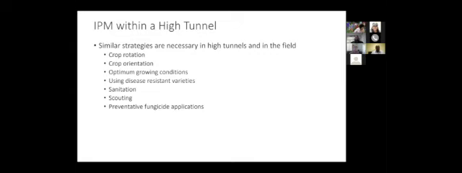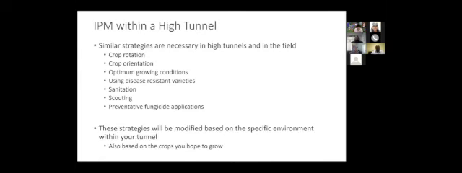So it's crop rotation, crop orientation, or which way you point it, your optimum growing conditions. You want to make sure you're growing a healthy plant, because if you're not, they're going to be more susceptible to disease and insect pests, or be more attractive to insects. Using disease-resistant or insect-resistant varieties, sanitation, scouting, and preventative fungicide applications. These are all things that you need to consider in both the field and the high tunnel.